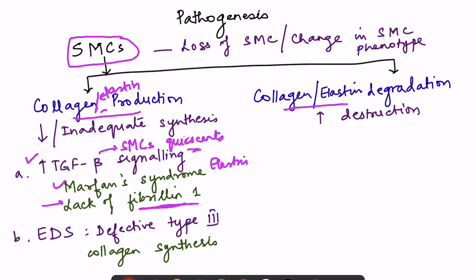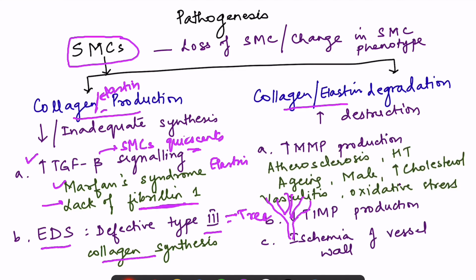Then there is a genetic disease, Ehlers-Danlos syndrome, in which there is defective type 3 collagen synthesis. Type 3 collagen is the collagen which is present in the blood vessels. How I remember this is type 3 is equal to tree, and blood vessels divide like a tree. Okay, so this is how I remember. Type 3 collagen is present in the blood vessels, and in Ehlers-Danlos syndrome again there will be vascular malformations because of defective collagen 3 synthesis.